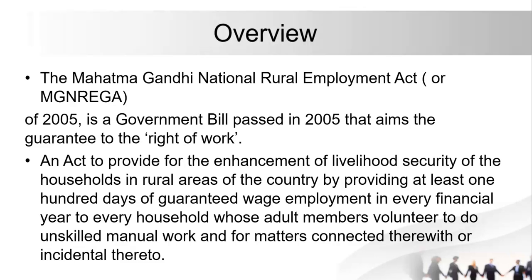The Mahatma Gandhi National Rural Employment Act, or NREGA for short, is a government bill that was passed in 2005 that guarantees the right to work for the citizens of India. The scheme guarantees a minimum of 100 days of paid labor to rural and socially stricken communities while also fostering feelings of communal development and self-sustainability.